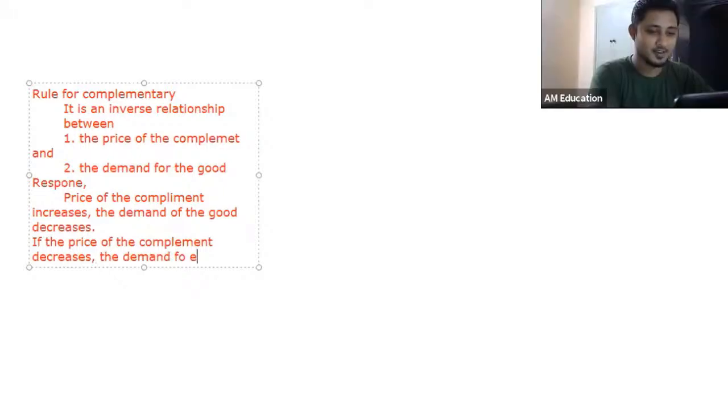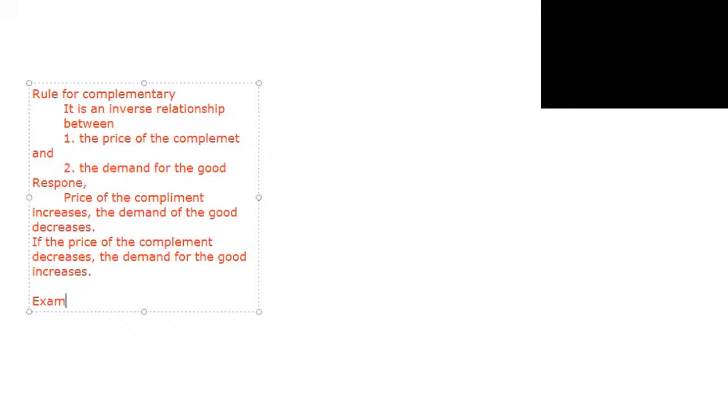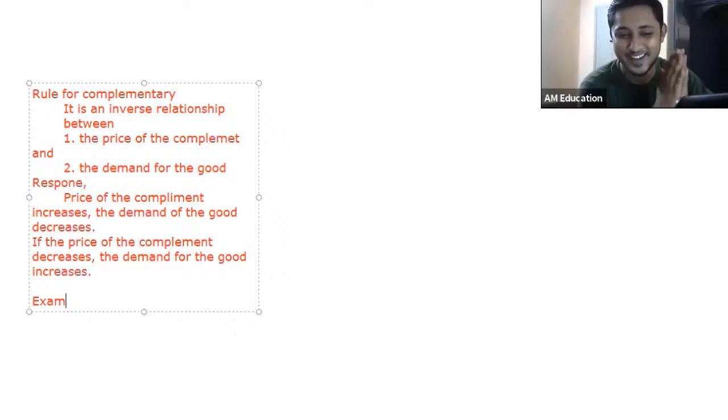Demand for the good increases or decreases? It increases. Lovely. Cool. And a few examples of complementary goods. And don't give me those examples. All three of you, I want one example from each of you.